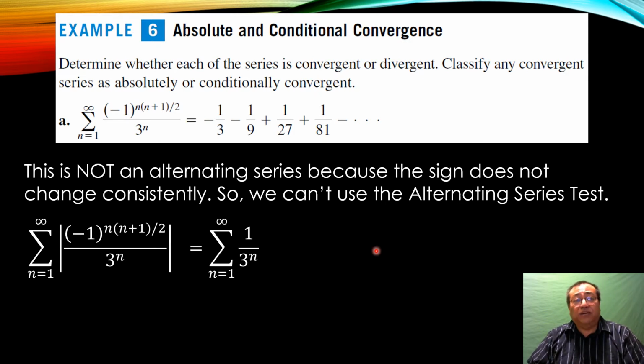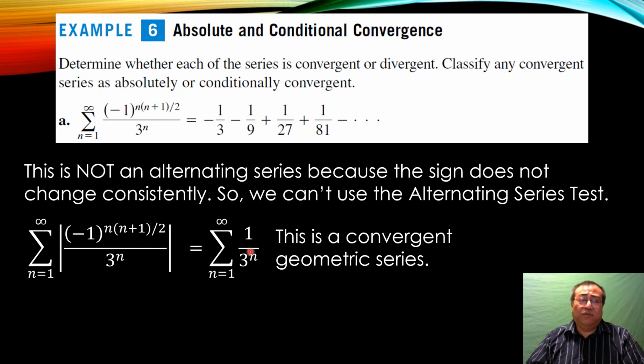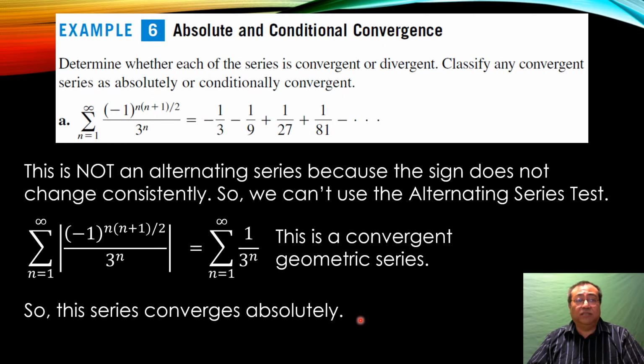However, if we took the absolute value of that, it turns into a geometric series. If we just get rid of that negative 1 to that weird looking power, it turns into a geometric series. And this is a convergent geometric series because r is 1/3. Well, if the absolute value version converges, then the version where the signs are changing is going to converge as well. So this is an absolutely convergent series simply because the absolute value version converges on its own.